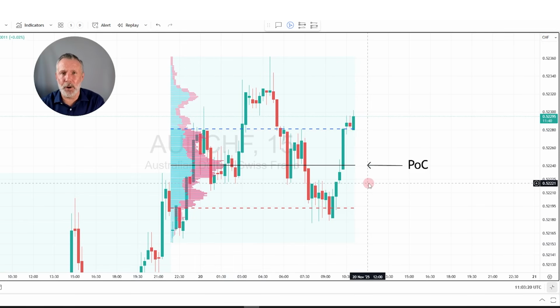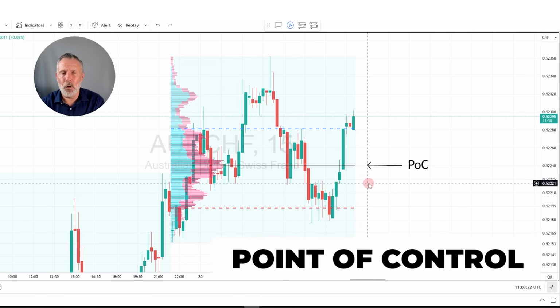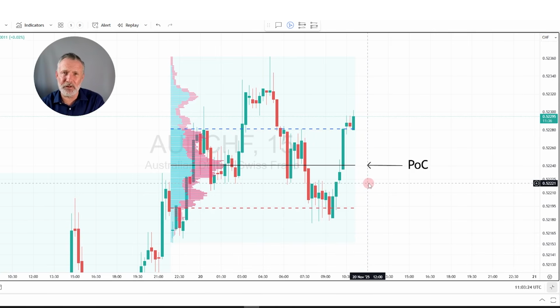Fifth is the main component, the point of control, or the POC, sometimes called the VPOC. This is the exact level where the most volume took place. It is like a magnet for price.